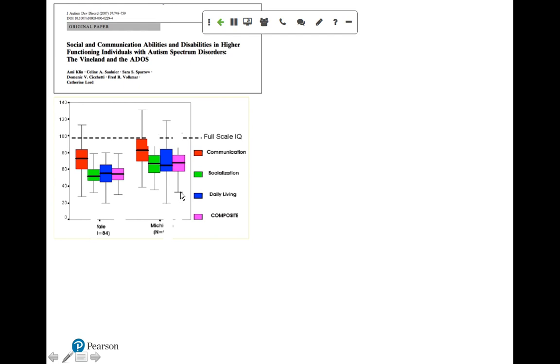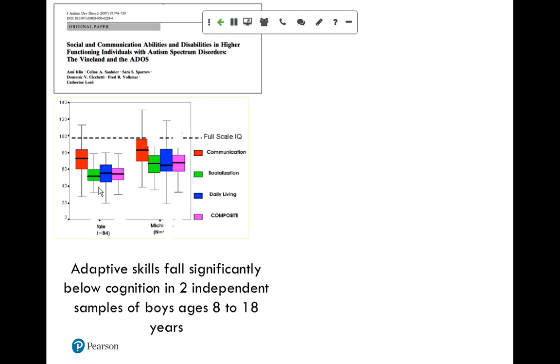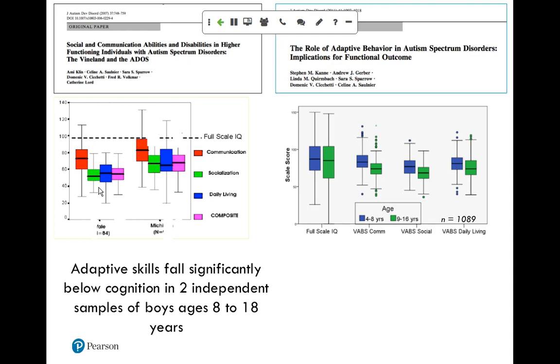Now, this gap between the dotted line cognition and all of these adaptive behavior scores in both samples was higher in the older kids versus the younger kids. Now, this is a sample of 8 to 18-year-olds. So we can't really say that the gap widens with age because it's a cohort. The 18-year-olds were different from the 8-year-olds. They weren't the same kids. We replicated these findings in a very, very large sample of over 1,000 individuals with autism ages 4 to 16. And this is the Simons Simplex Collection.